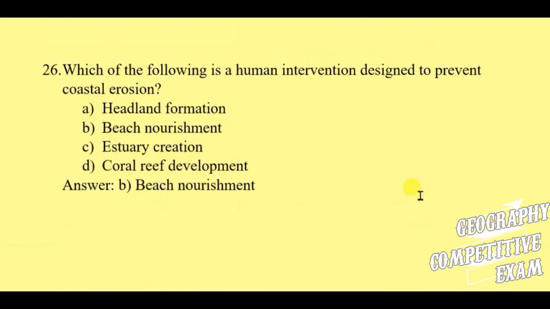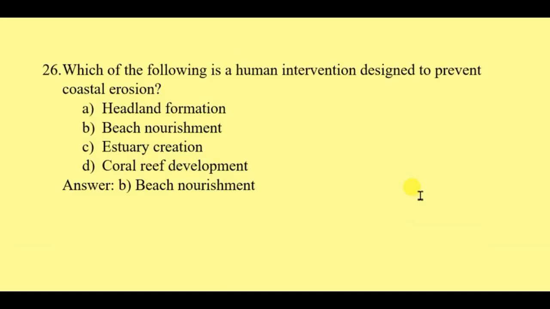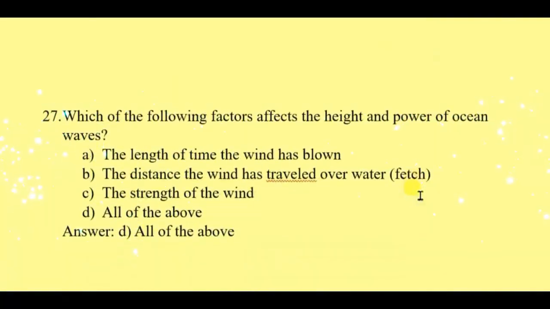Question 26. Which of the following is a human intervention designed to prevent coastal erosion? Headland formation, beach nourishment, estuary creation, and coral reef development. Here the answer will be beach nourishment.